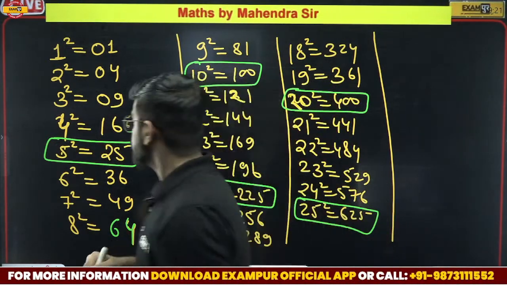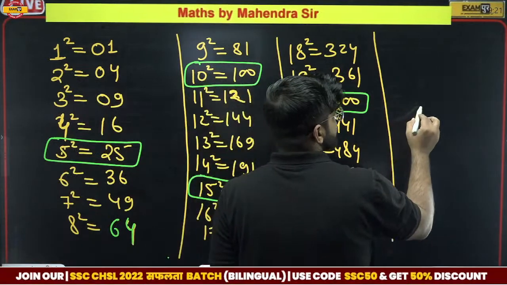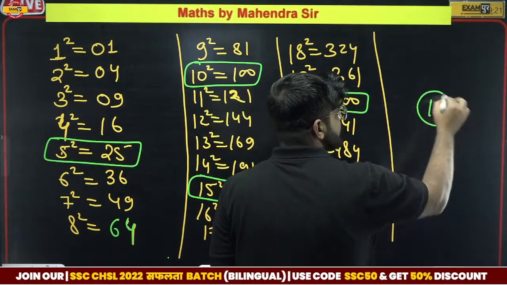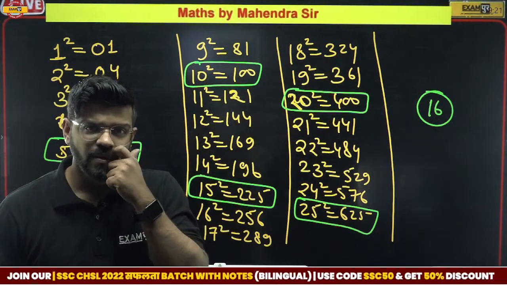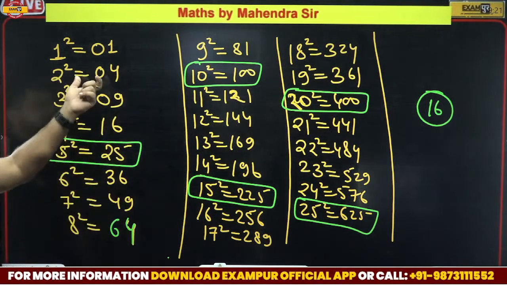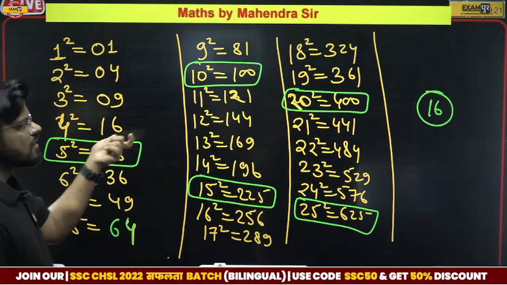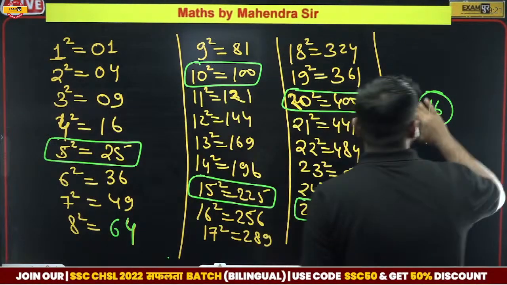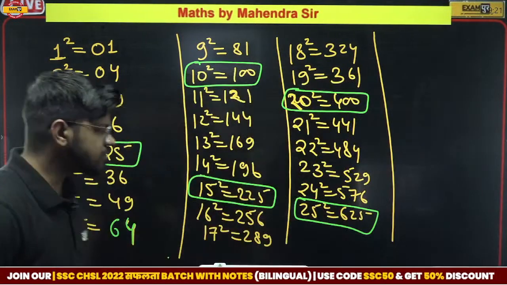Clear? So if I say the last 2 digits are 16, that will come under the square of 4. Clear? We will refer to this again.